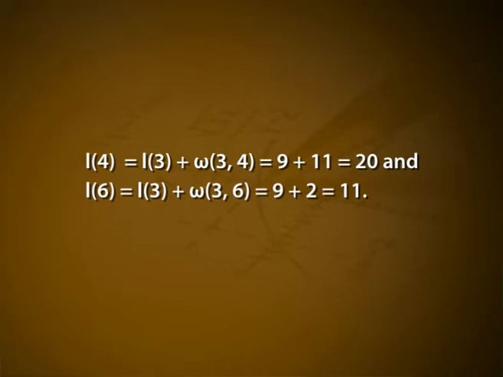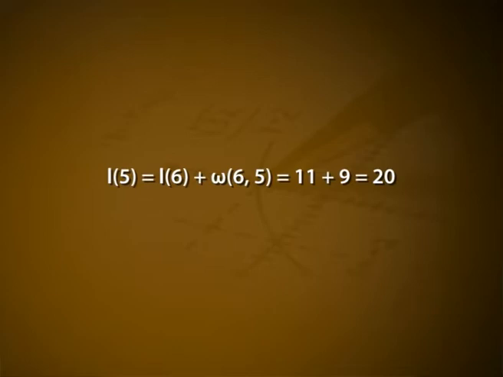Now we go to the fourth step. The vertices to which we can reach from 3 are 4 and 6. So we calculate L(4) = L(3) + W(34) = 9 + 11 = 20 and L(6) = L(3) + W(36) = 9 + 2 = 11. The vertex 6 was directly reachable from 1 with a weight of 14. The minimum of the values 11, 14 and 20 is 11.